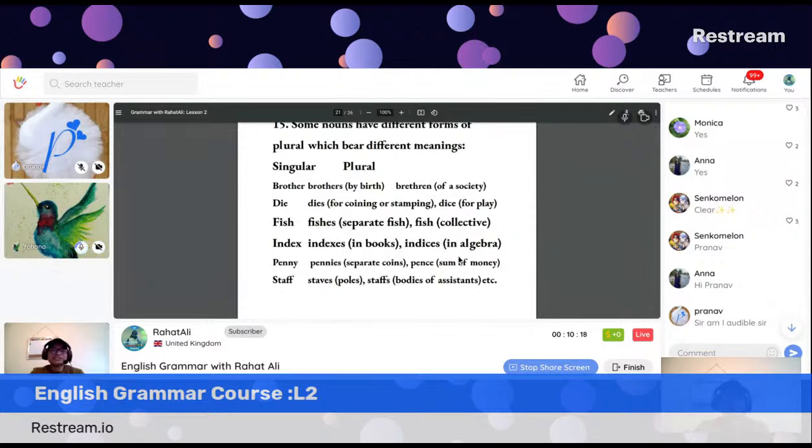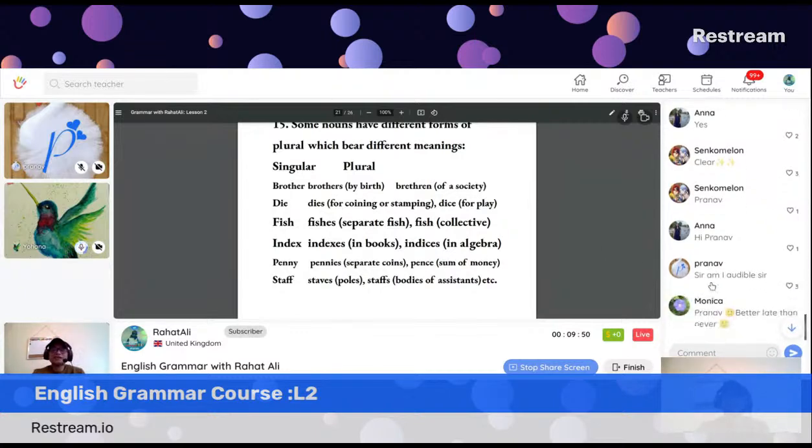Then fish, look, fishes. We got the example earlier. Collective, when it is similar kind of fish. Index, indexes, or indices in algebra. Penny, pennies, or pence, like in books, separate coins. We call pence in the UK and also many other countries, like the coin, 1 pence, 2 pence, 5 pence.